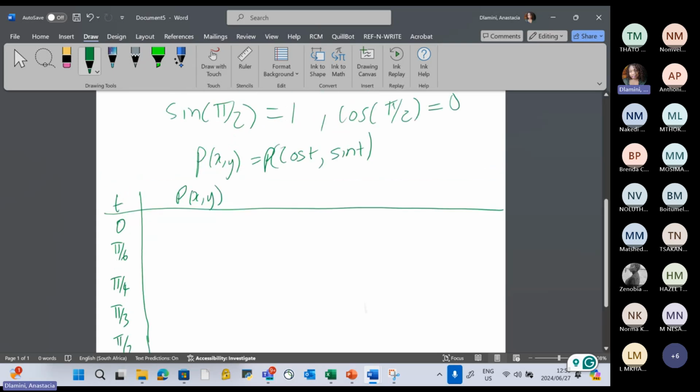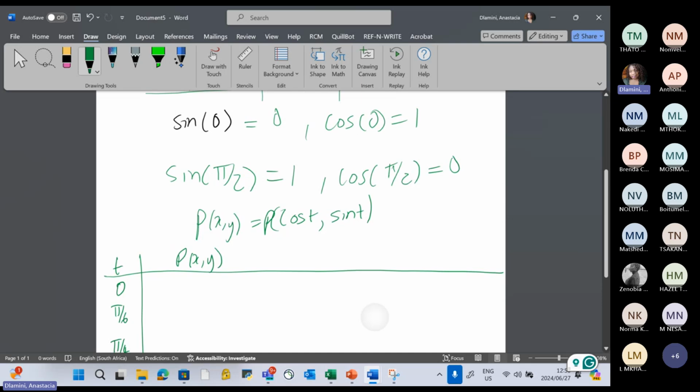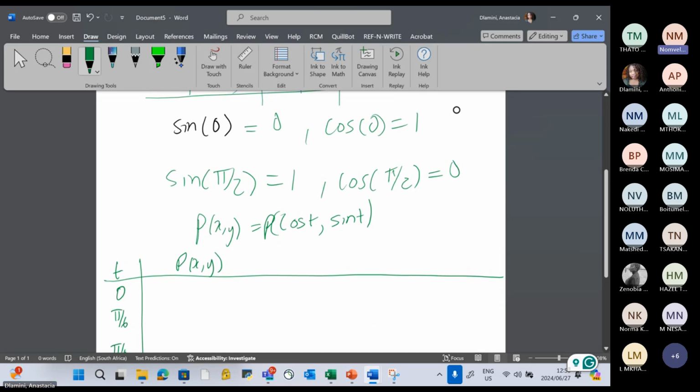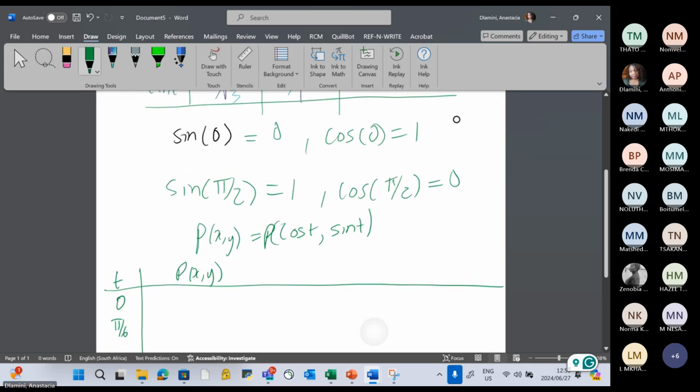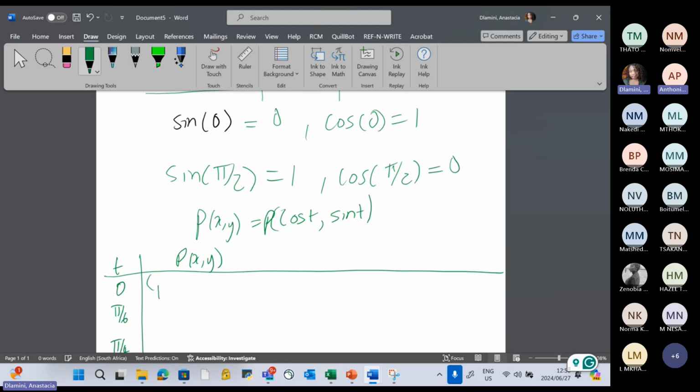T is equal to 0. It will be what and what? Can someone guess? 1 and 0. Yes, because it's cos t, sine t. So cos 0 is what? It's 1, sine 0 is 0. 1 and 0, ma'am. Thank you.